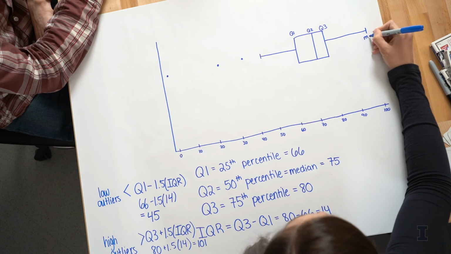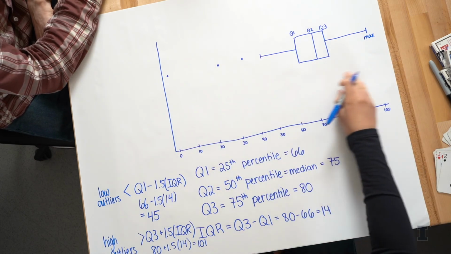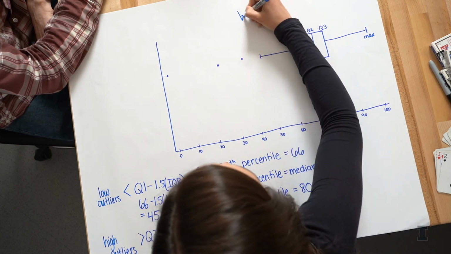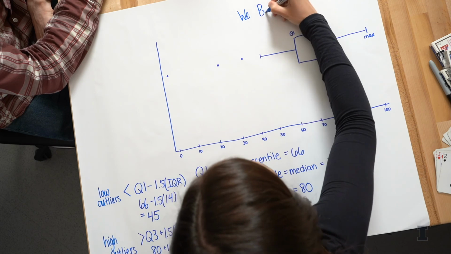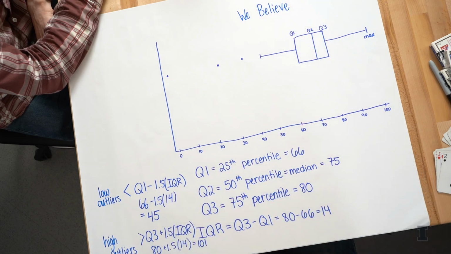So this is the max, and then these are the 3 low outliers. And there is my box plot. I can look at this and get an idea visually of what is in that data set for the variable We Believe. And like I said, box plots are really good for data that are skewed or have a lot of outliers.